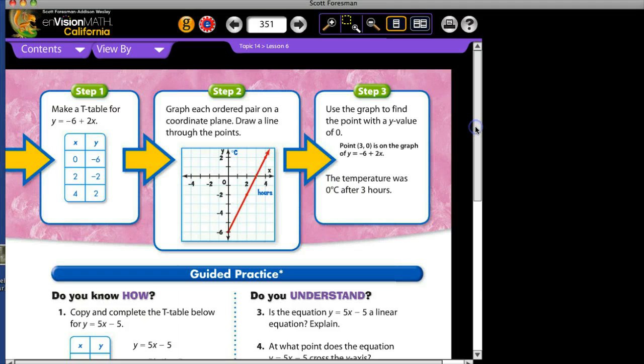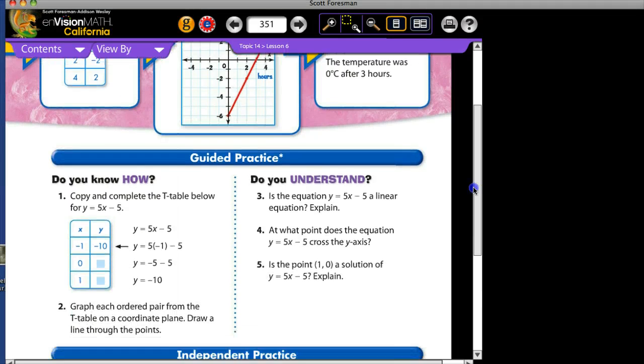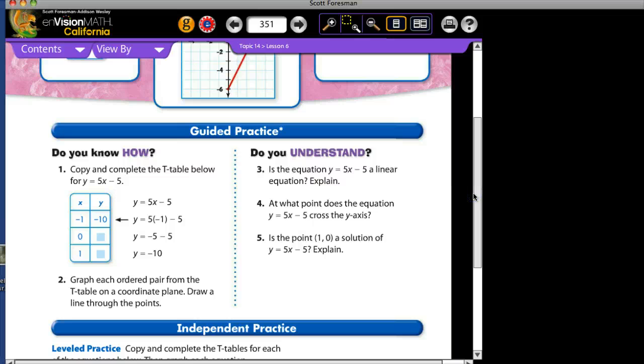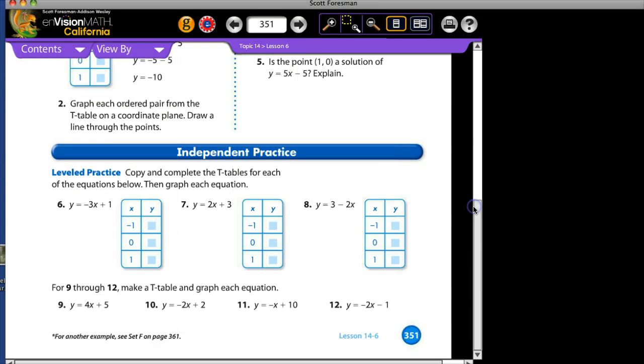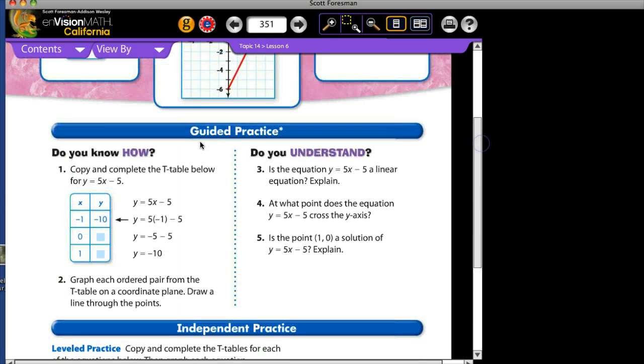Hi everyone, it's Tuesday, March 25th, and tonight's homework is topic 4-6, 1 through 15 all, and 17 through 21 odd. And 1 through 5 is in the guided practice, as you can see here.